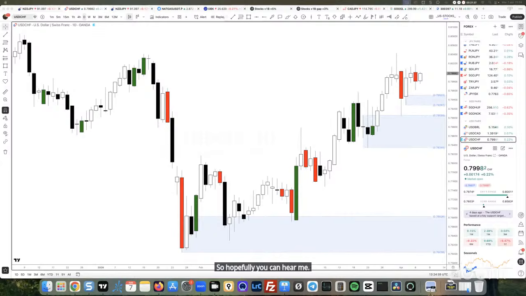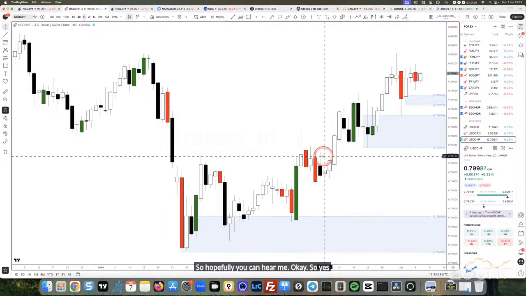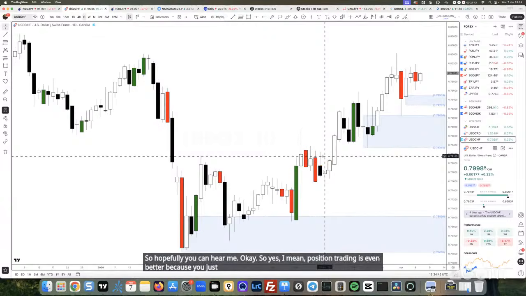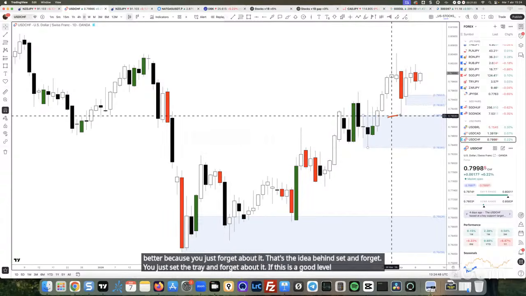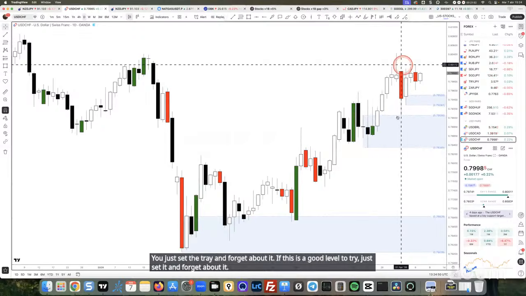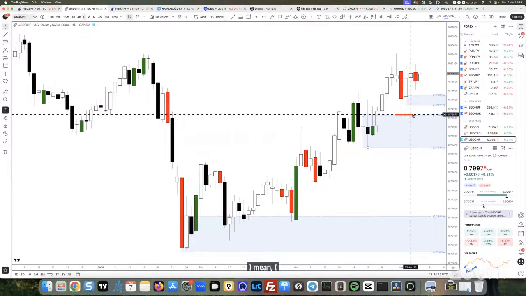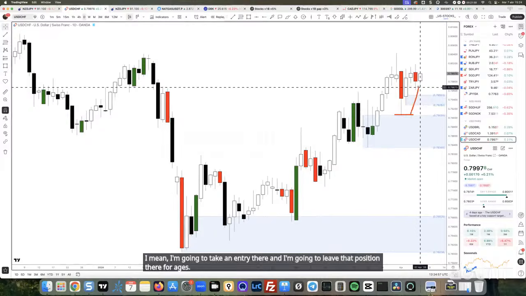Okay. So yes, position trading is even better because you just forget about it. That's the idea behind set and forget. You just set the trade and forget about it. If this is a good level to trade, just set it and forget about it. Obviously, you need to manage it. I mean, I'm going to take an entry there and leave that position there for ages. No, you just have to manage the position.